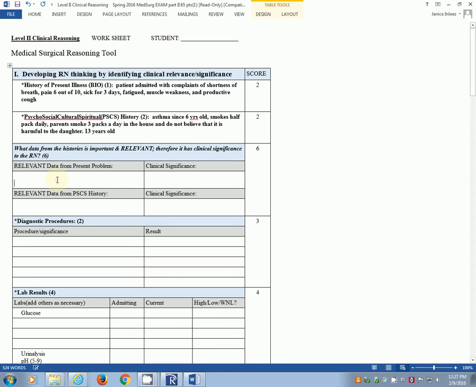So, what's relevant from present? Well, she's having shortness of breath. She has pain, and she feels like she needs more air. So what is the clinical significance that I think of shortness of breath? Well, she may suffer from hypoxia. Need to check her pulse ox.